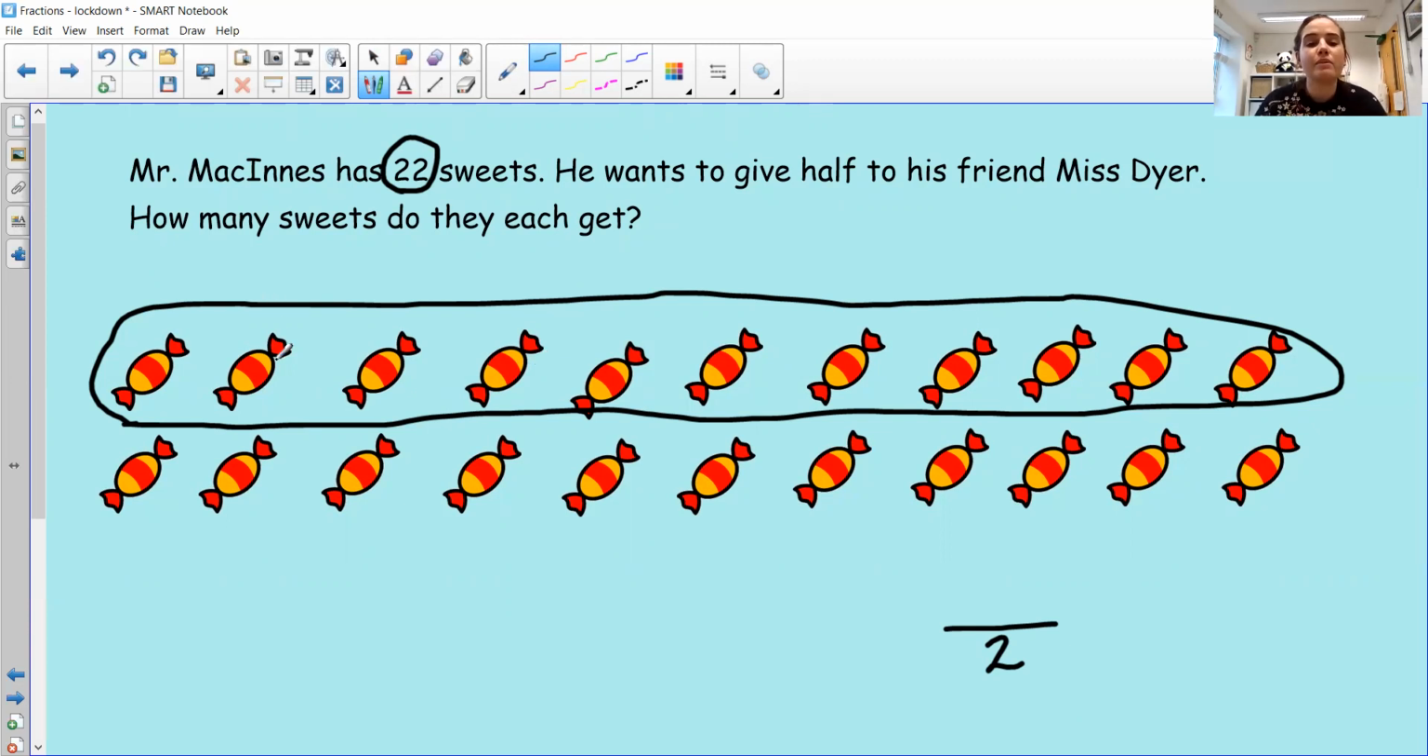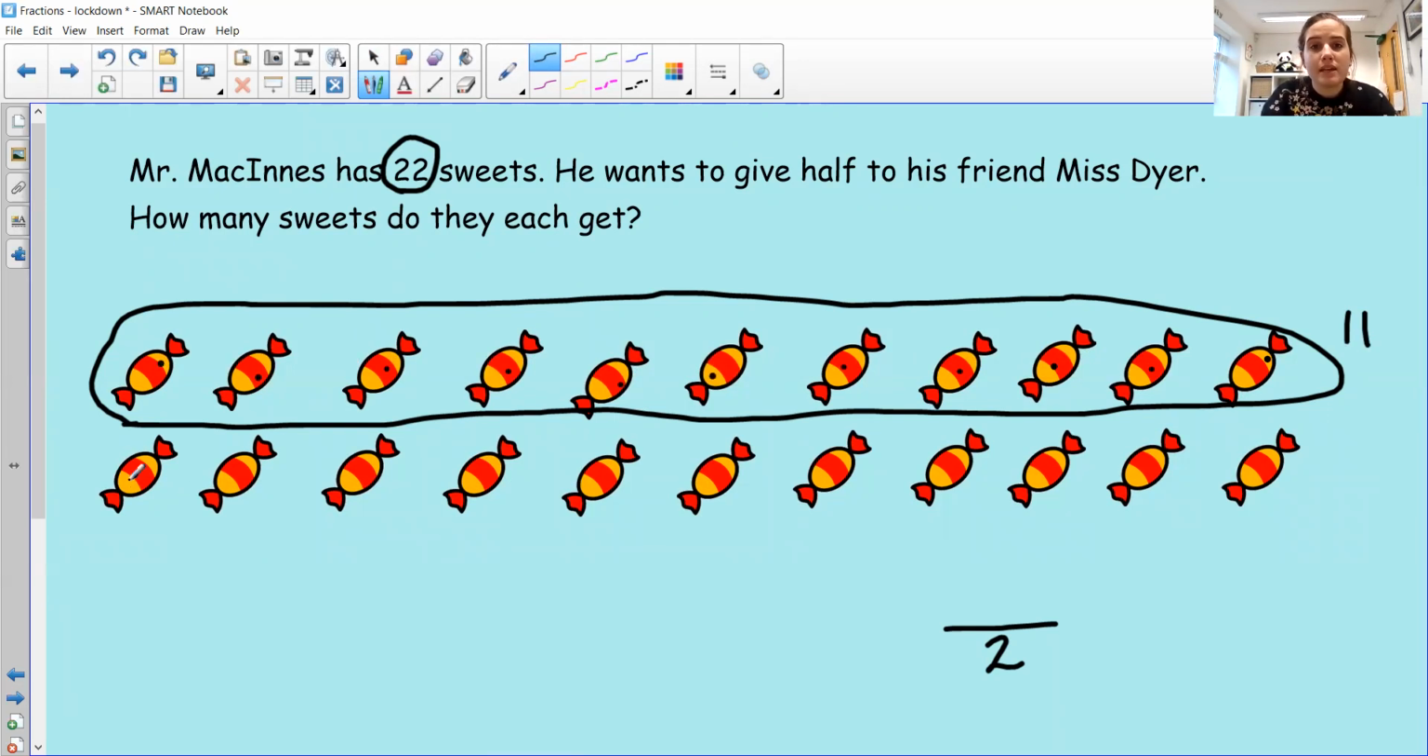and I want to know how many sweets am I going to get, or do they each get? So how many sweets am I going to get? How many sweets is Mr. McInnes going to get? So let's count. 1, 2. You count with me at home or in the classroom. 3, 4, 5, 6, 7, 8, 9, 10, 11. Those are my sweets. And I've got to make sure it's right because I want my sweets.